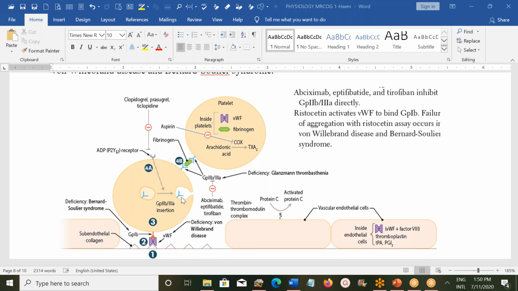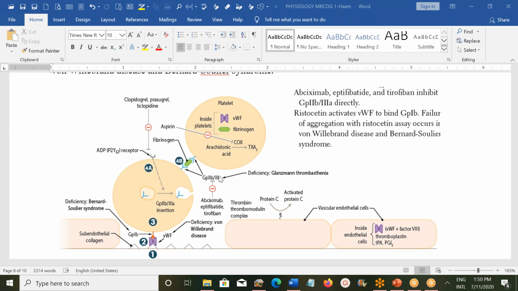This Y receptor is already there, but this one is required for activation, activation of the Y receptor to this active form. So if there is deficiency, this action is stopped, then they cannot express it on the surface. This means that this is the P2Y12 receptor, so they will be inactivated by these drugs.